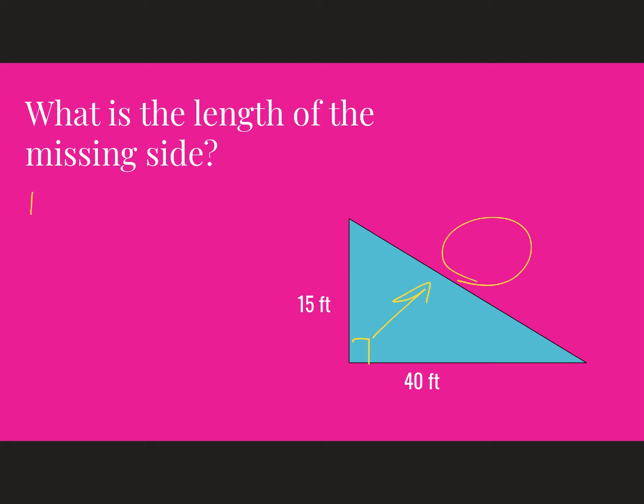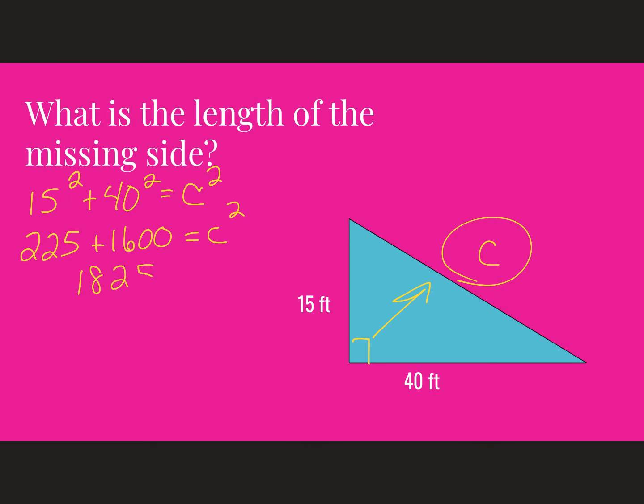So I'm going to write 15 squared plus 40 squared equals, and choose a letter for this. We can call it c. We can call it x. It doesn't matter. So right now I'll call it c squared. Well, 15 squared is 225 plus 40 squared is 1600 equals c squared. If I add those together, I get 1825 equals c squared.